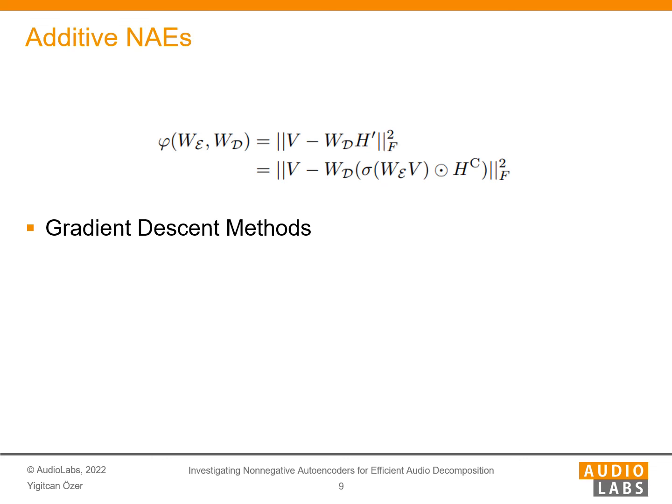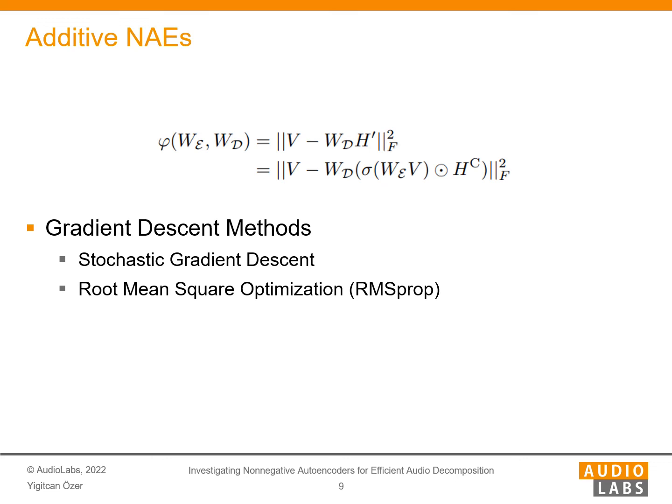Based upon the alternating least squares approach, we train our non-negative autoencoder models with additive methods such as stochastic gradient descent, root mean square optimization, also known as RMSProp, and adaptive moment optimization, also known as ADAM. It's important to note that stochastic gradient descent uses a constant learning rate, whereas RMSProp and ADAM adjust the learning rate during training, which enhances and accelerates the convergence.